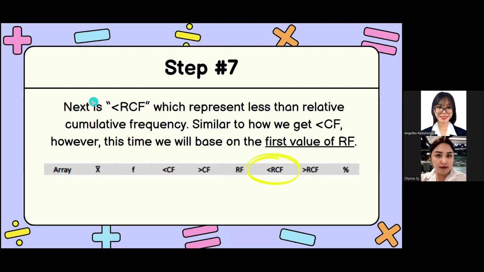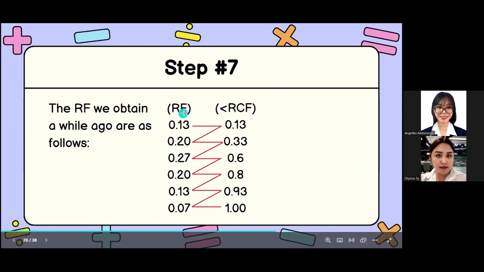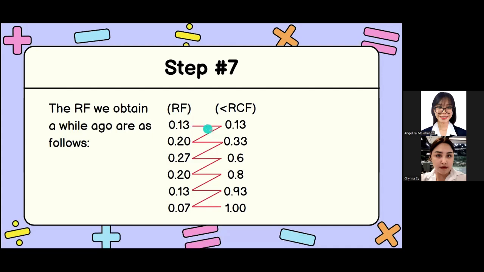So, step 7 naman is yung less than relative cumulative frequency or RCF. Parehas lang sila ng less than cumulative frequency, but this time, instead na sa frequency magbe-base, dito tayo sa relative frequency magbe-base. Ganito siya gawin. So, again, kailangan natin si RF kasi doon tayo magbe-base. Ikakopy lang natin si first value ng RF, which is 0.13. Tapos, we add the following value and so on.